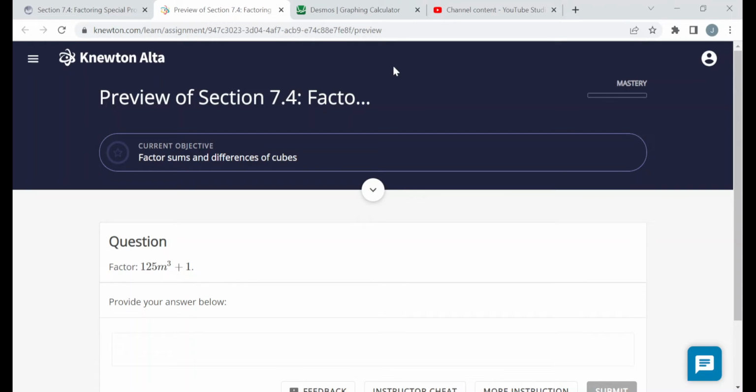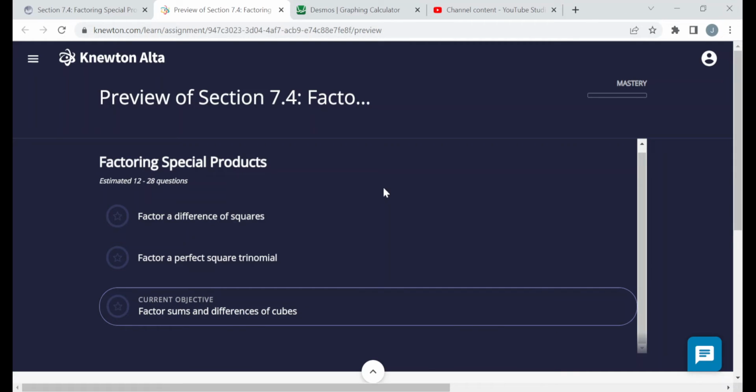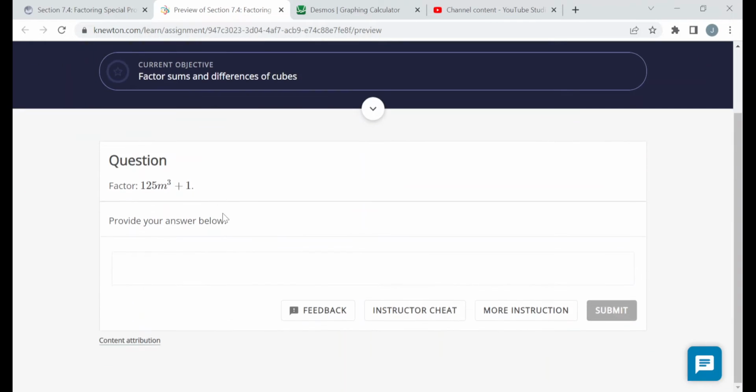Now on the assignment page you should see the title, the mastery bar telling you how far along you've gotten, the objectives. It looks like there are 3 objectives for this assignment. And then under the current objective there should be a question related to that objective. And at the bottom of every question you should see a feedback button where you can send feedback to Knewton if you wish.